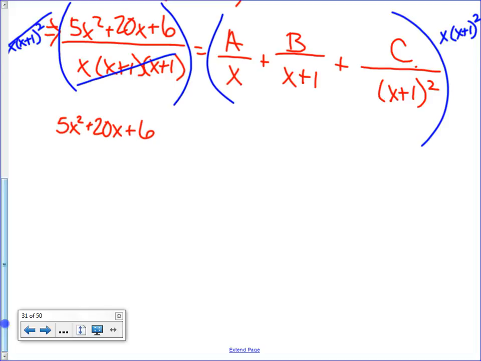This is where you have to be careful on your math. Be careful on the multiplying. Some things are going to cancel. Some things are going to stay. What's going to be left times the A?